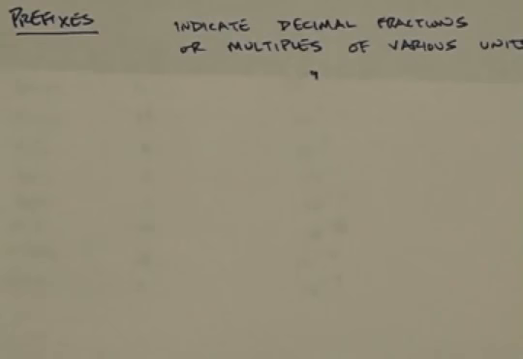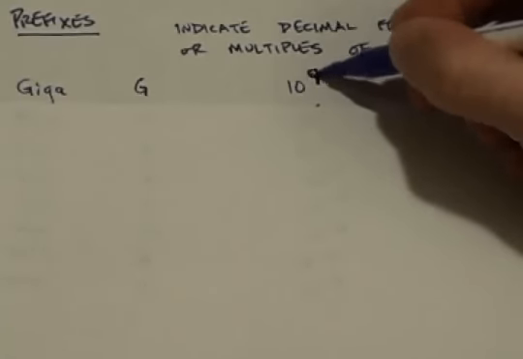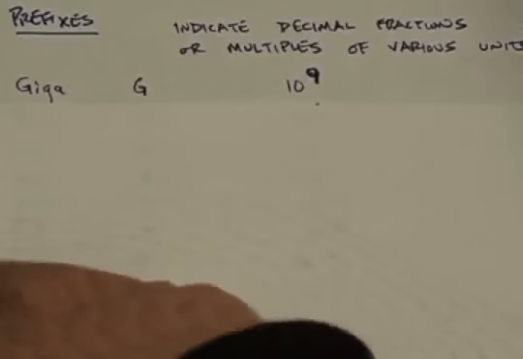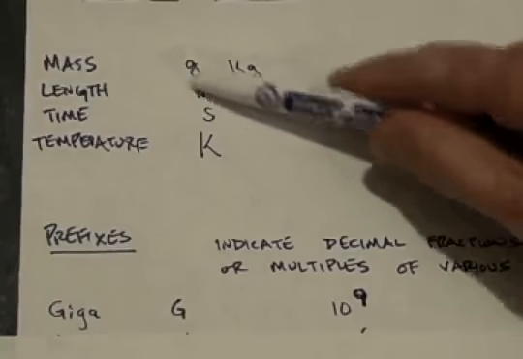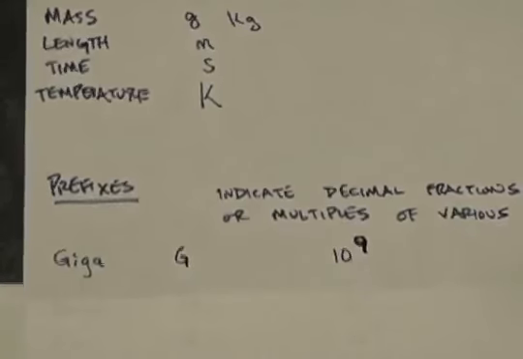The largest prefix that you'll need to memorize is the prefix giga, which is symbolized by a capital G. It is 1 times 10 to the 9th, or a 1 with 9 zeros after it, larger than a base unit. A base unit would be something like a gram, or a meter, or a second. A gram, a meter, or a second would be considered a base, or just basic unit.